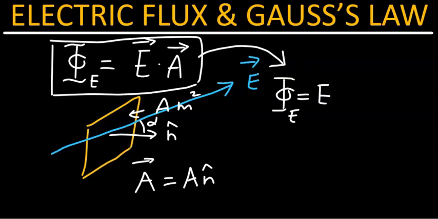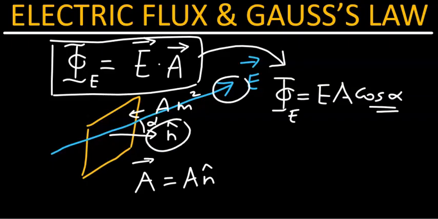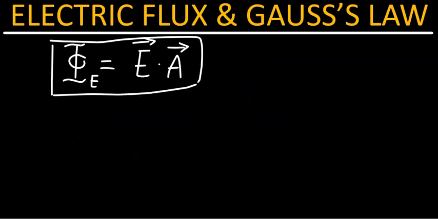It is just the magnitude of the electric field times the area of that plane times cosine of alpha, which is cosine of the angle between the electric field and the normal vector to the plane. The SI unit to measure the electric flux is simply newton per coulomb meter squared. Now we know a little bit about electric flux. Let's look at Gauss's law.